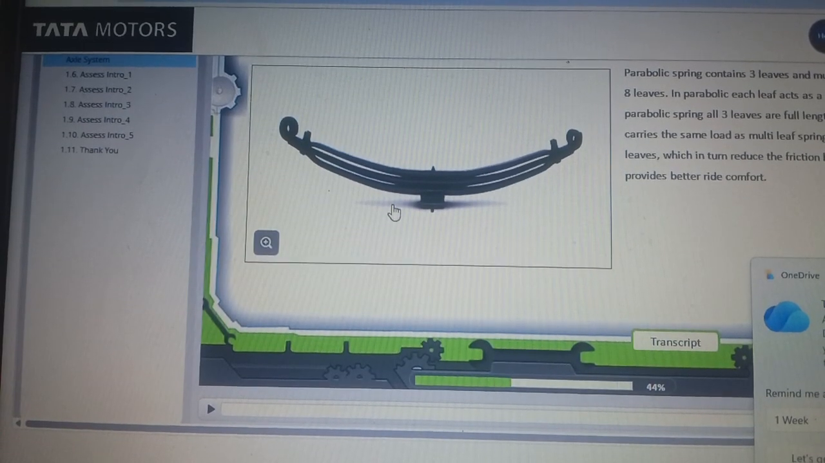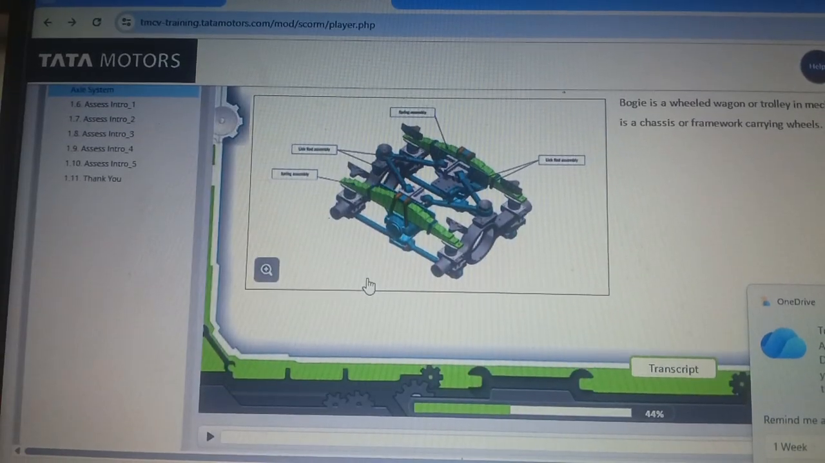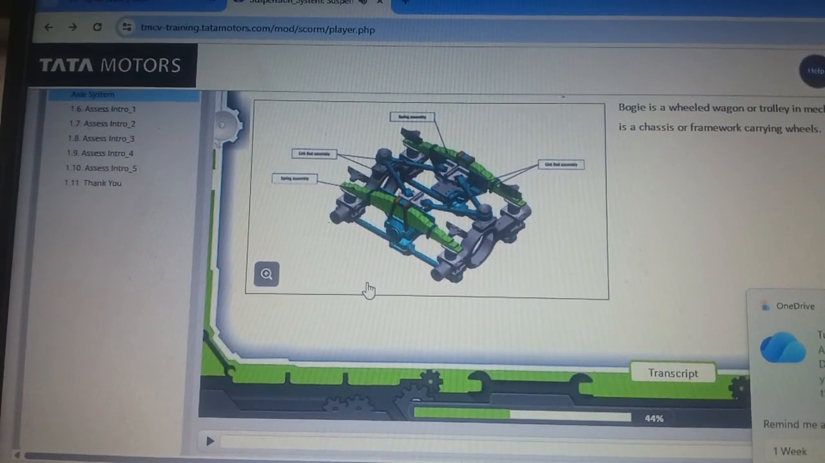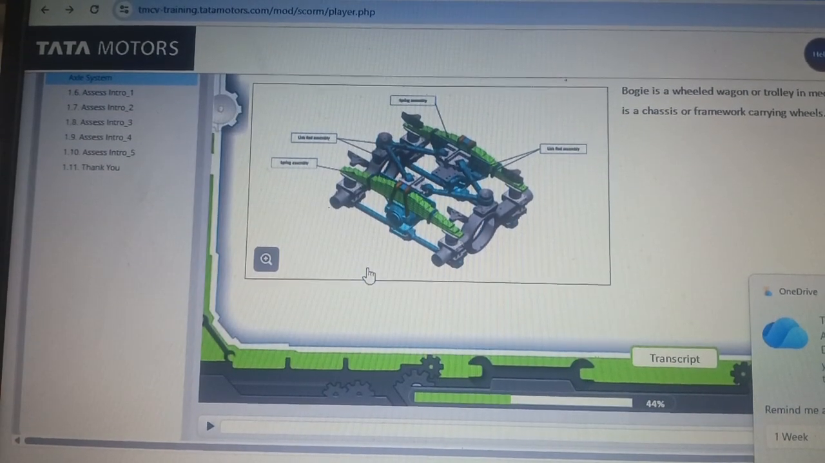Bogie. Bogie is a wheeled wagon, or trolley. In mechanical terms, a bogie is a chassis, or framework carrying wheels.